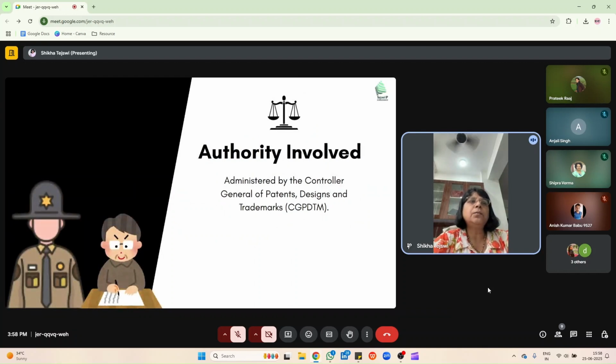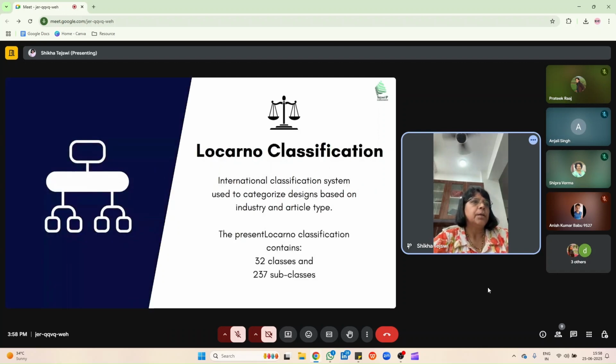Now, who is the authority involved? So everybody knows that this is PDCG. CG means Controller General. PDTM means P for Patent, D for Design, and TM for Trademark. So it is the Controller General of Patents, Designs, and Trademarks on whose signature the certificate will be issued. Now, this is the Locarno classification. Like in patents, I don't know whether Pratik has mentioned, it is the IPC.